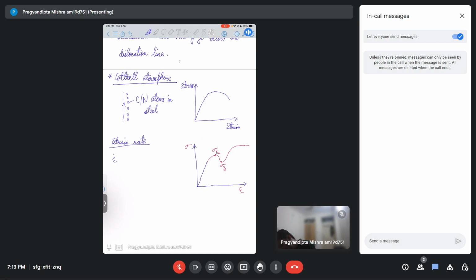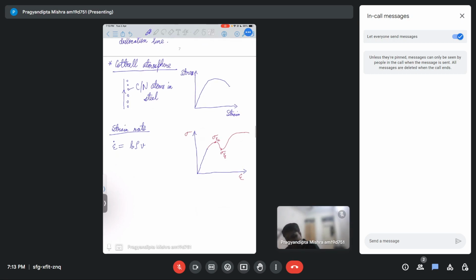Okay, so you have to define strain rate as b times rho times v. B rho v, where b is the Burgers vector, rho is the dislocation density, and v is the velocity of dislocation. Okay, so you can remember this equation.